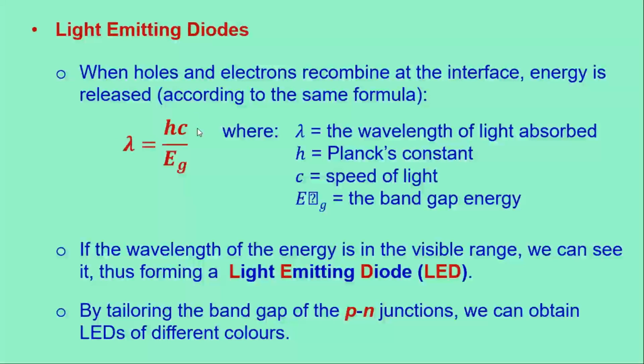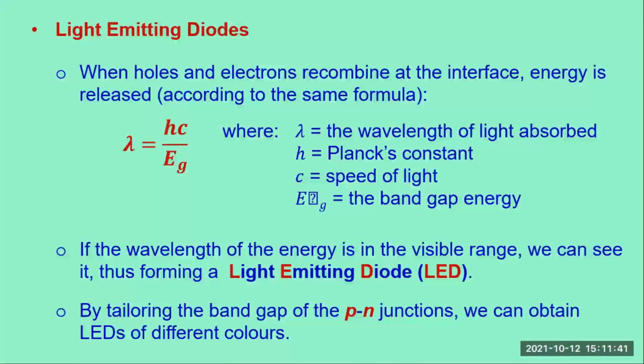So we again apply the same formula in order to determine the energy gap that we need. What will be the wavelength of the emitted light? If the wavelength of the energy is in the visible range, then we call it a light emitting diode. We are converting electrical energy to light energy through the recombination of holes and electrons at the interface of that crystal, and this releases light energy.